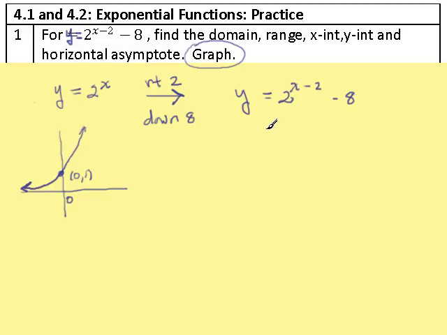So we're going to be moving this picture, first of all, right 2 and down 8. So 0, 1, let's see where that goes. Right 2, we're going to add 2 to the x-coordinate. And for down 8, we're going to subtract 8 from the y-coordinate. 1 minus 8 is minus 7. So let's first translate this point, 0, 1, to 2, minus 7. So let's do that. 2, minus 7. Okay, so there we go.